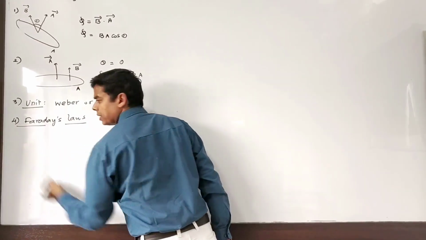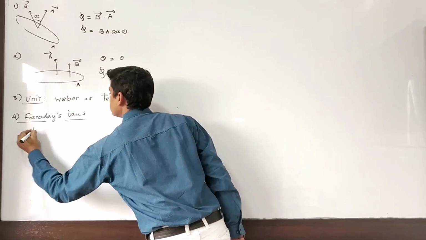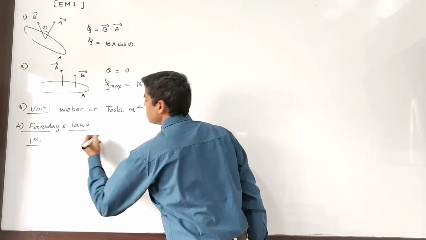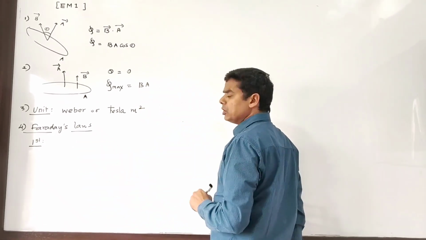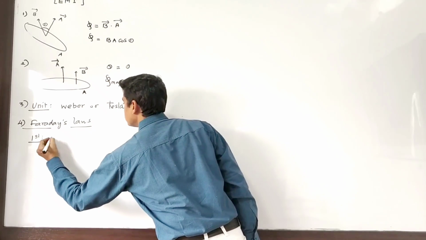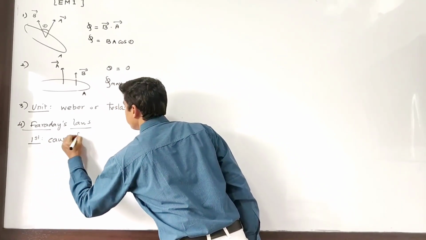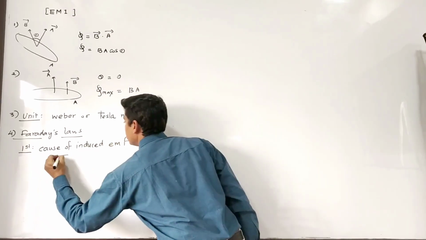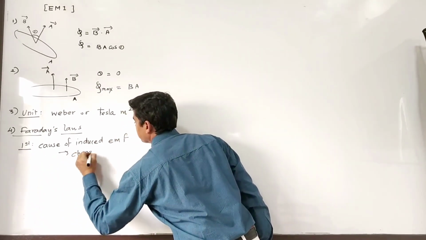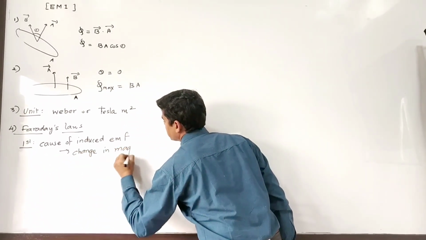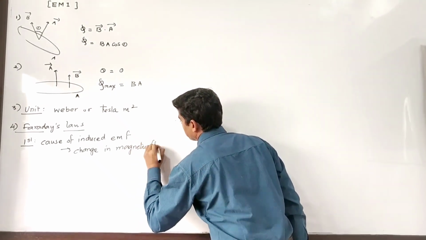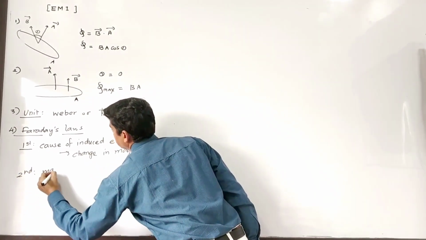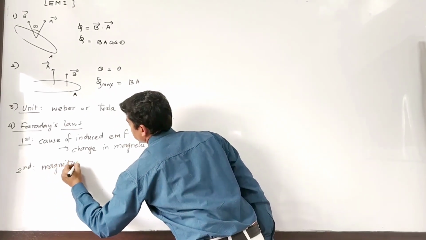According to Faraday's laws of electromagnetic induction, according to first law, whenever there is a change in magnetic flux associated with the coil, an EMF is induced in the coil. That is, Faraday's first law gives the cause of induced EMF. इस वजह से होता है change in magnetic flux. Second law gives magnitude of induced EMF.